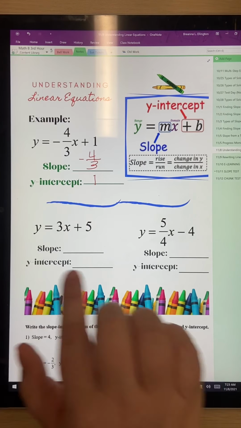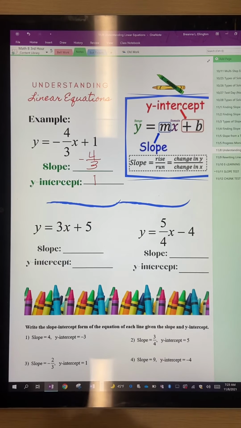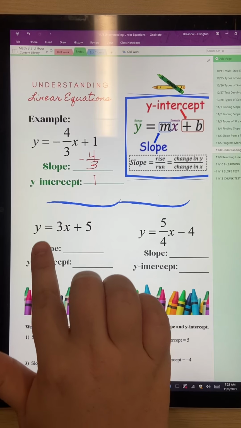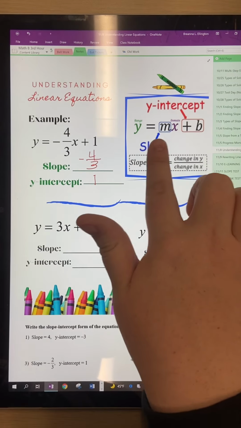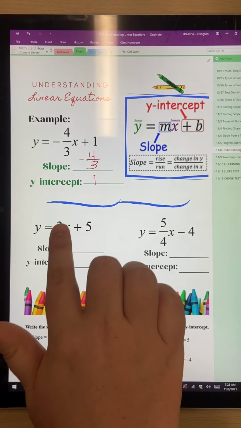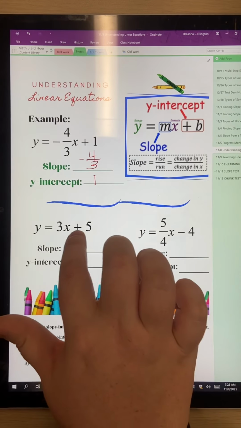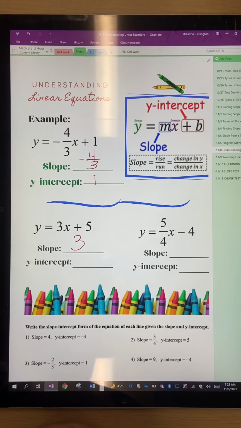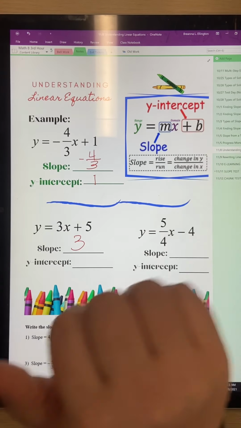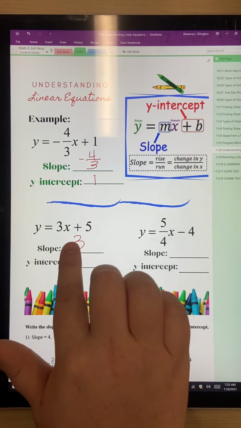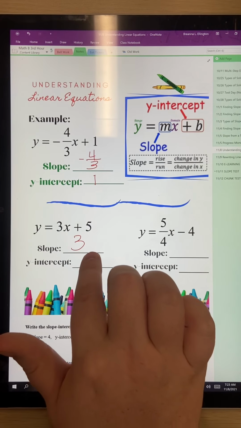So here's a couple more examples that we're going to look at. So y equals 3x plus 5. Slope is connected to the x. So what's connected to the x? 3. So you're going to put 3. All right? Y-intercept is at the very end, right? So your y-intercept is positive 5. So you're just going to put a 5.